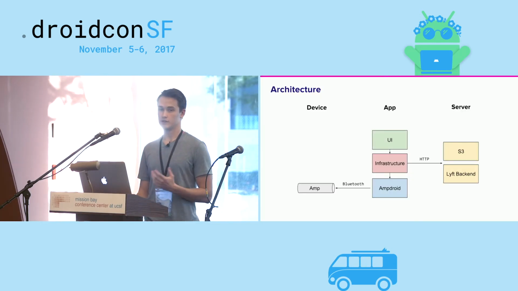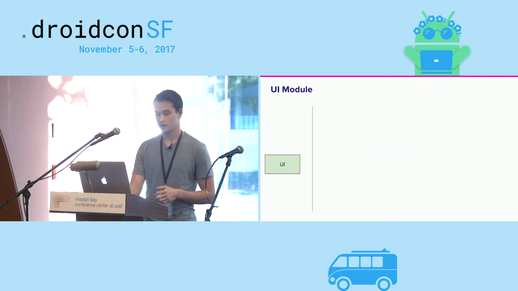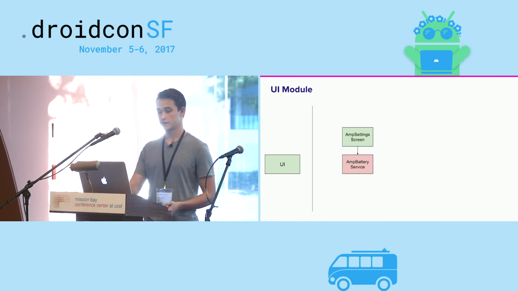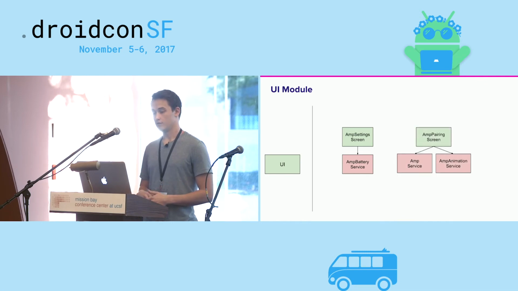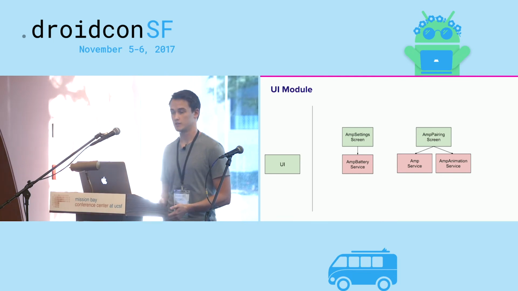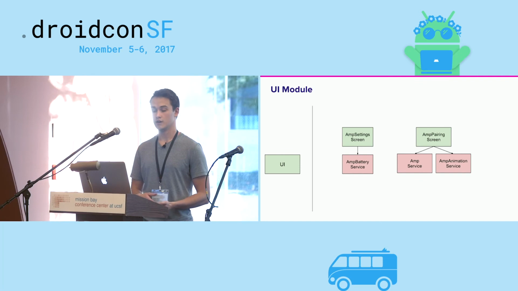If we take another step up, we can see that we're now in the UI layer, which only included those two screens that I mentioned before. The first screen was the AMP settings screen, which shows whether or not you're connected and also the current battery life, and so that uses the AMP battery service. And then we also have the AMP pairing screen, which again was responsible for first connecting to the AMP. And that uses the AMP service, which was for initializing the connection to the AMP. And then after you're connected, we will walk you through how to use it. That's when we use the AMP animation service, because we'll start playing animations on the AMP to tell you how it works.